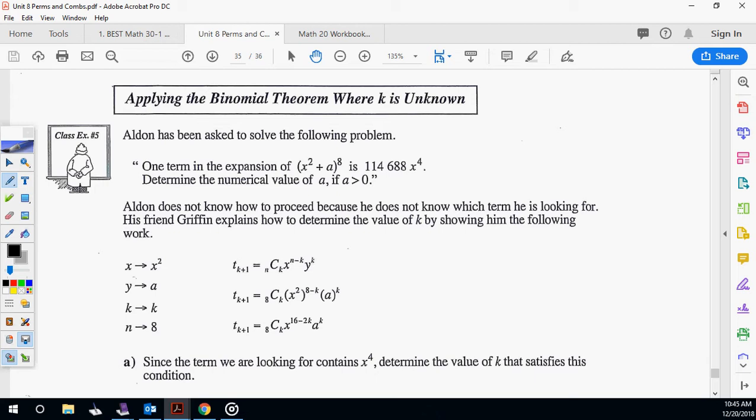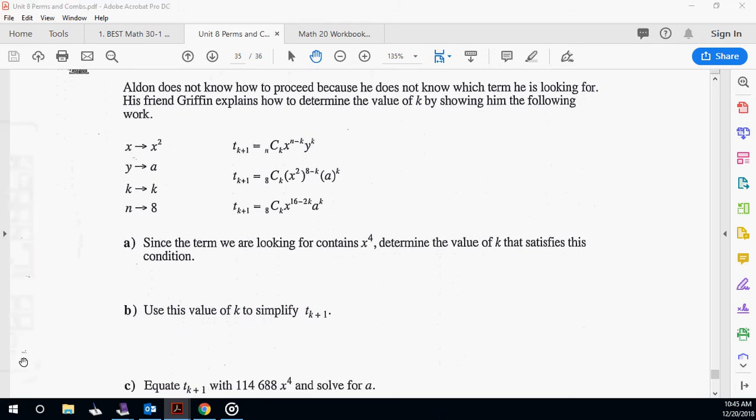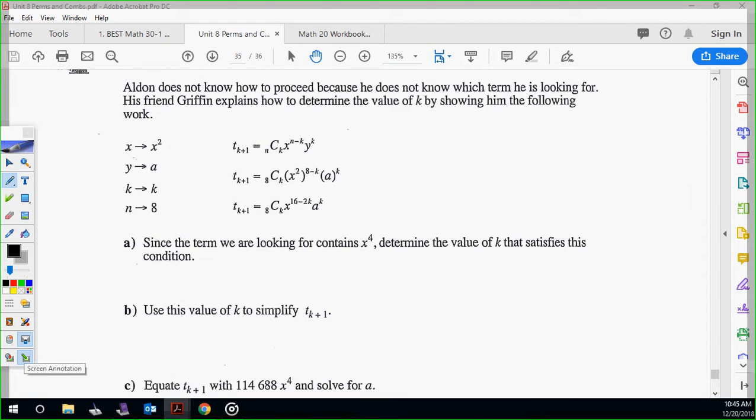Alden has been asked to solve the following problem. One term in the expansion of x squared plus a to the 8th is 114,688 x to the 4th. Determine the numerical value of a if a is greater than 0. Okay, so saying a is positive. Alden does not know how to proceed because he does not know which term he's looking for. Okay, his friend Griffin, nice friend, explains how to determine the value of k by showing him the following work.